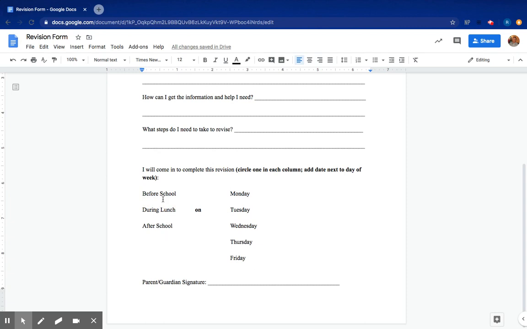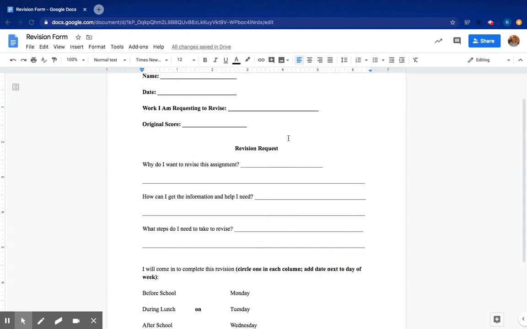So circle one of those, highlight one of those, and then whatever day of the week you're planning on coming in, and you can jot down the date of the month next to that as well. So maybe I'm coming in before school, Tuesday, March 28th. I just make sure that all that info is here so we're good to go. And then the last thing is parent guardian signature to make sure that they are okay with you retaking this assignment as well. So that is how to fill out your revision request.